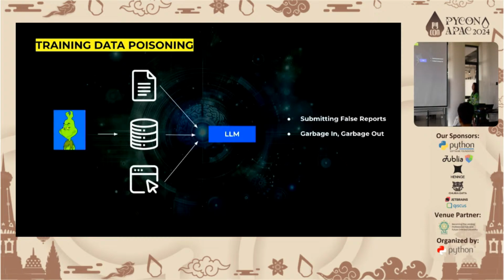Okay, next is training data poisoning. Here the bad actor is directly poisoning a database or a web page. And if your LLM ingests that data, of course, it will affect the accuracy of your model. As the saying goes, garbage in, garbage out. So it's so important to double check your data sources whenever you come up with these models.